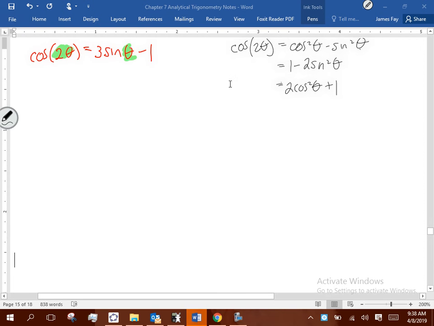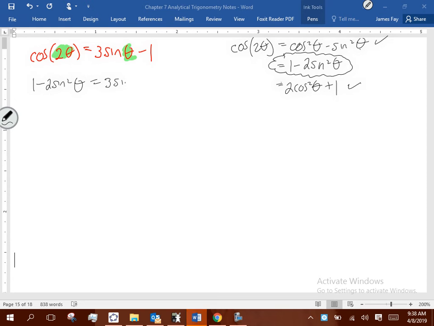Now, I can choose any one of those. But if I choose that one, I'm going to have to make another substitution inside my equation. If I choose that one, I'm going to have to make another substitution inside my equation. If I choose that one, are all my terms going to be in terms of sine? Yeah. So I'll have 1 minus 2 sine squared theta equals 3 sine theta minus 1.